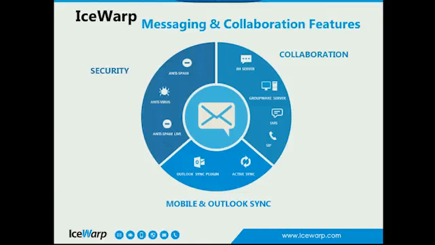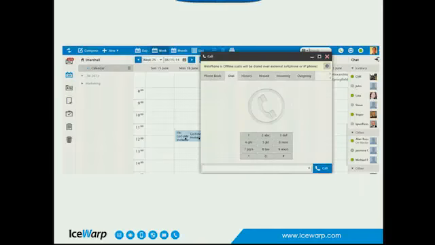So you have security features, mobile sync, Outlook synchronization, and different collaboration features. For instance, SIP, SMS, and instant messaging. And all of those different features are tied in to one web client. So you can see here on the left-hand side, email, calendaring. On the right-hand side, you have the phone, instant messaging.